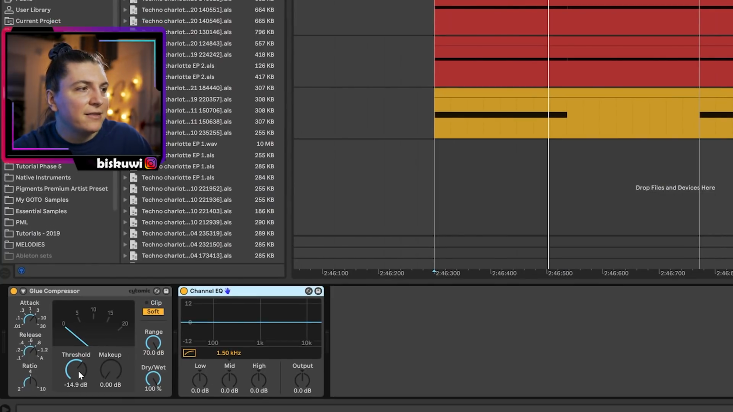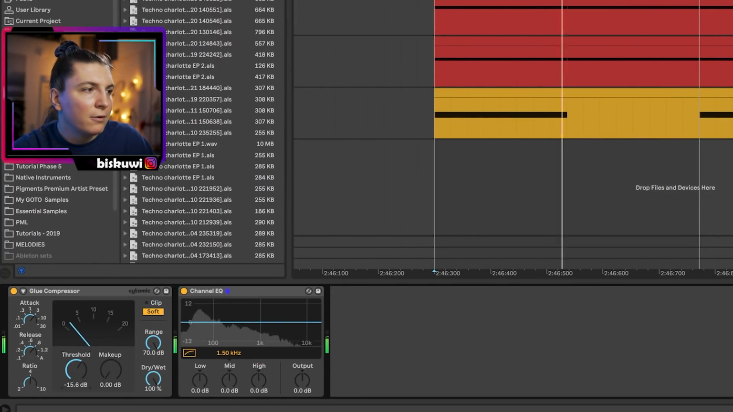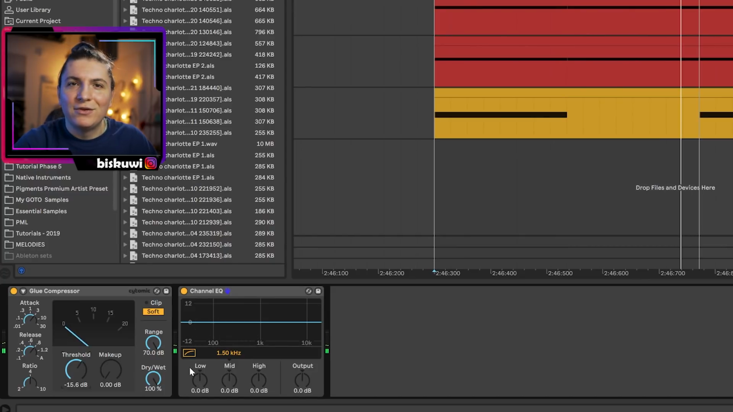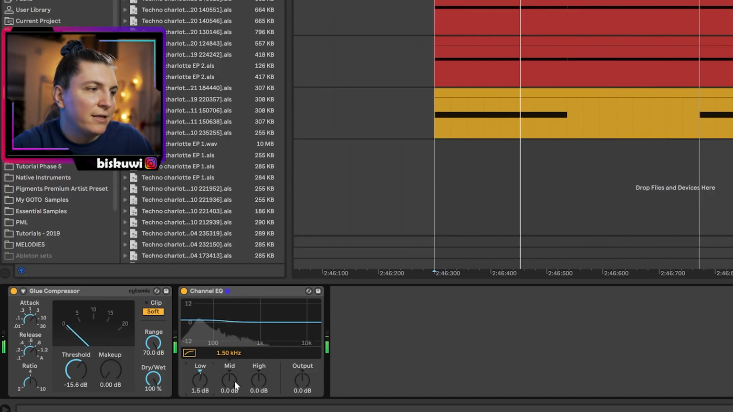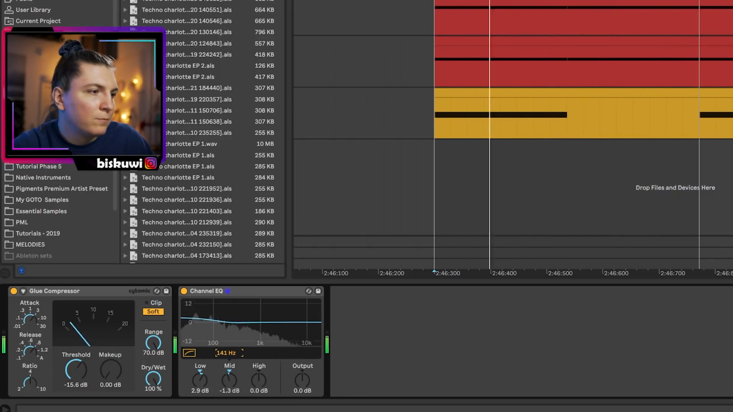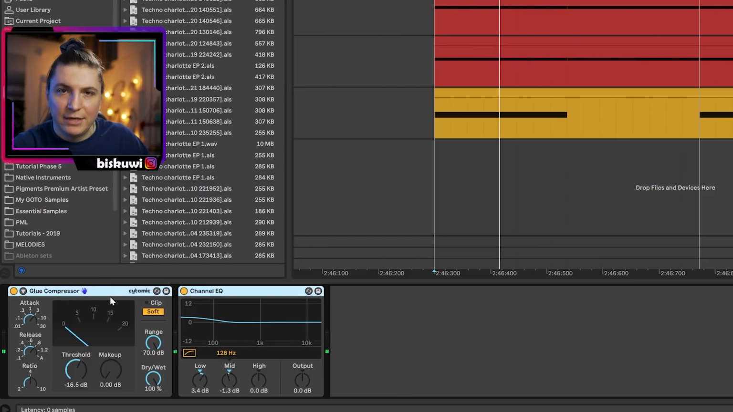So what I tend to do, I tend to take a little bit of low with the glue and boost a little bit with the Channel EQ. It just gives a bit more analog vibe to my ears. And then you can have a bit of a mid cut to make it really have this tape-ish sound. Let me do an A/B so that you can see the difference.